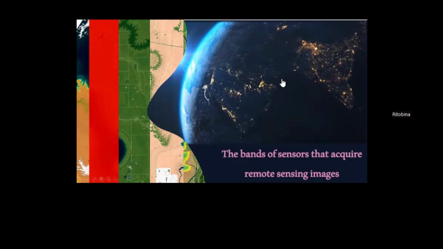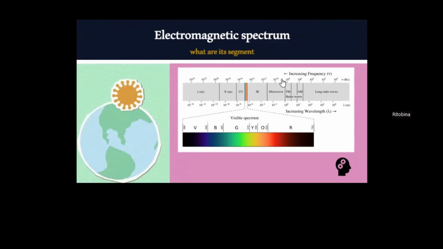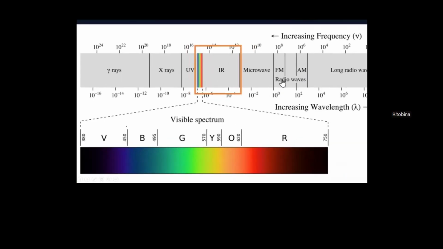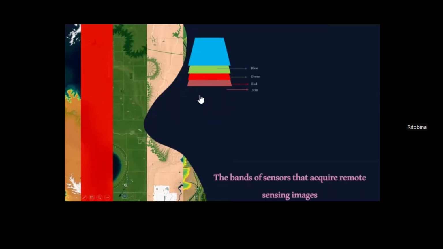So the bands of the sensors that acquire remote sensing images are mostly in the atmospheric window, the section of the electromagnetic spectrum that experiences minimal absorption or scattering. This is the section of the atmospheric window, which has the infrared region as well as the visible region. And the easiest way to remember the band order is to follow the color gradient.